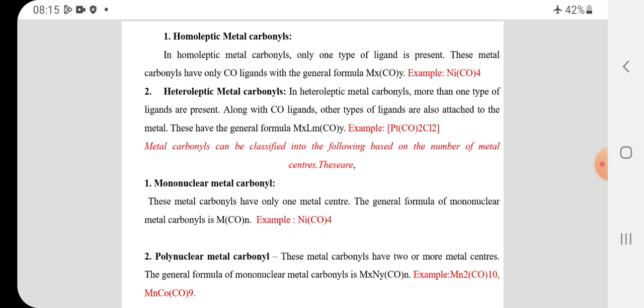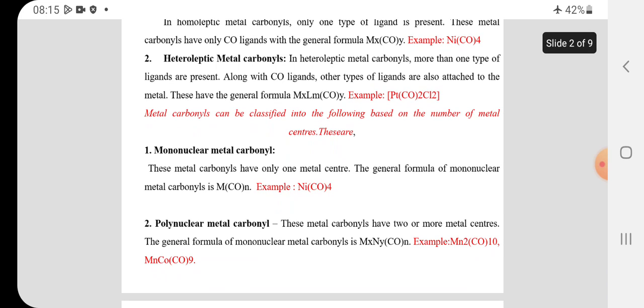Next, heteroleptic metal carbonyls. In heteroleptic metal carbonyls, more than one type of ligand is present along with the carbon monoxide ligands. Other types of ligands are also attached to the metal. These have the general formula MxLm(CO)y. Example, dichloro dicarbonyl platinum.